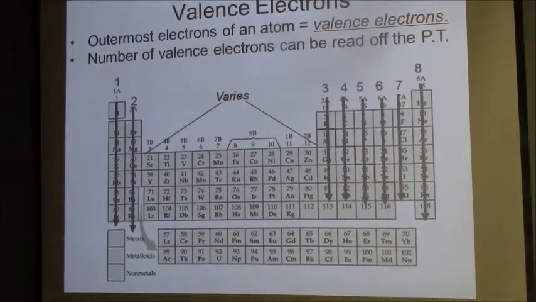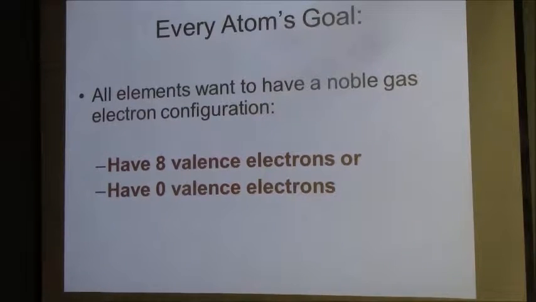The valence electrons are just the electrons that are furthest from the nucleus, and we can determine the number of valence electrons from the periodic table. So group 1 has 1 valence electron, then 2 valence electrons, 3, 4, 5, 6, 7, and 8. Right? So that's just straight from the periodic table. Now every atom's goal in life is to have either 8 valence electrons or 0 valence electrons.